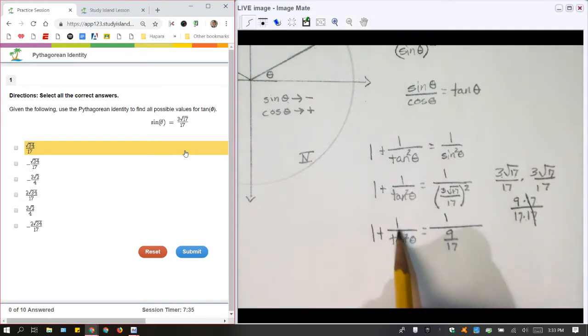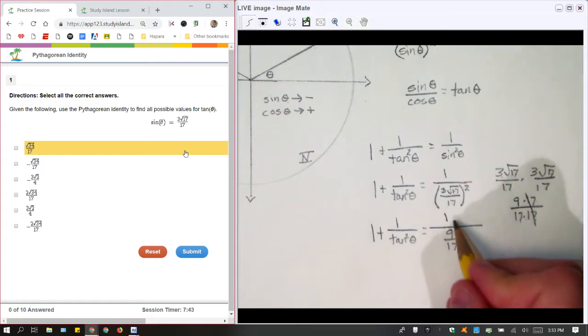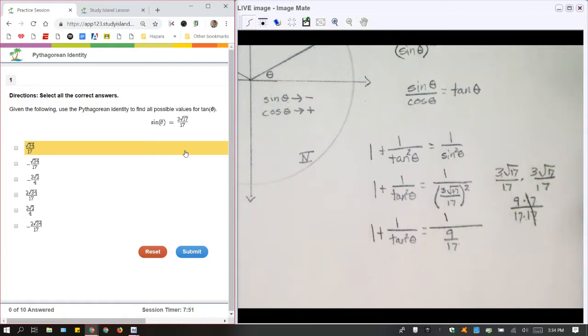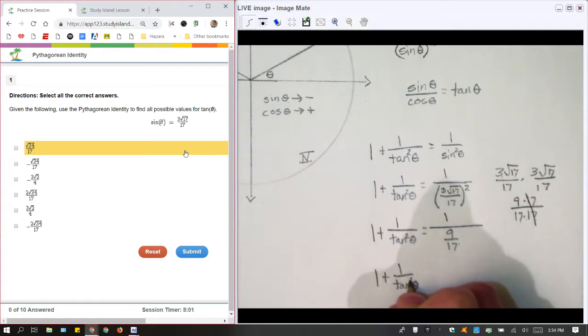1 plus 1 over the tangent of theta squared equals 1 over the sine of theta squared, which happens to be 9 17ths. Now I'm doing 1 divided by a fraction, and anytime you divide by a fraction, you multiply by the reciprocal. So I'm going to do 1 times 17 ninths, which is clearly just 17 ninths. 1 times anything is itself. So our new equation becomes 1 plus 1 over the tangent of theta squared equals 17 ninths.